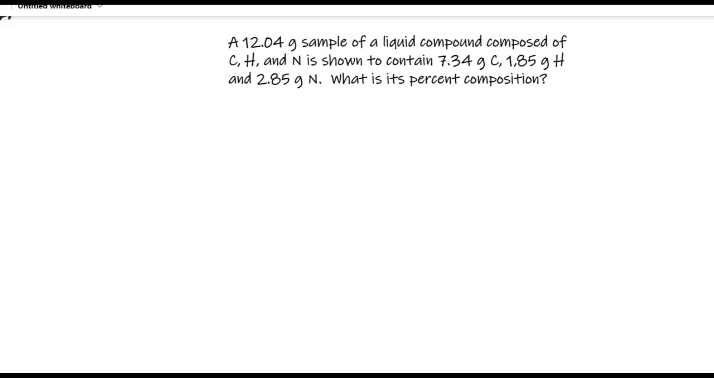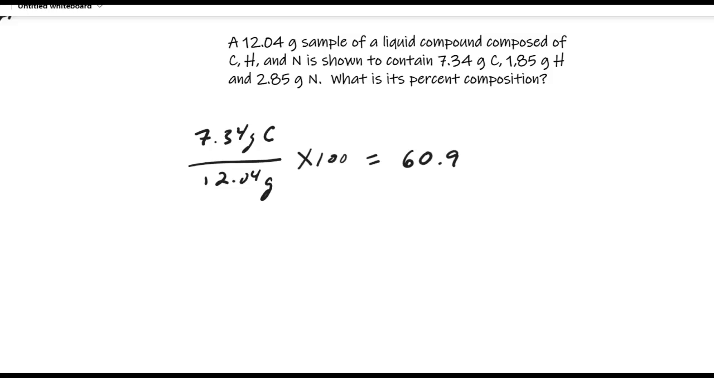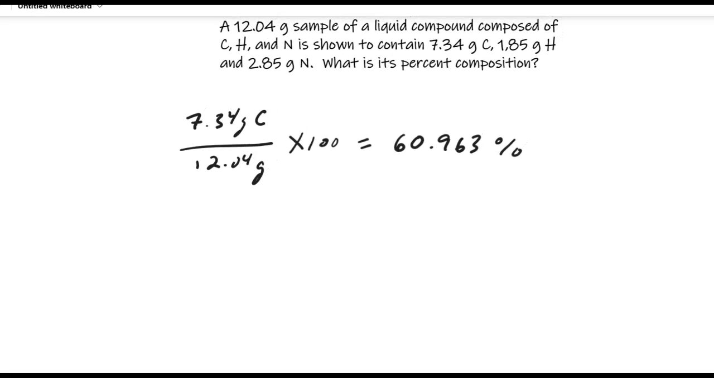Let's redo it. Okay, so I've got 7.34 grams of carbon divided by 12.04 total grams times 100, and that gives me, this is what I get on the calculator: 60.963%. Okay, 60.963%. Let's carry those digits out for a little while and see what we get for the rest of them.